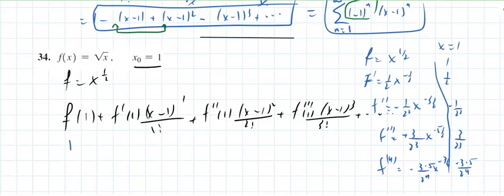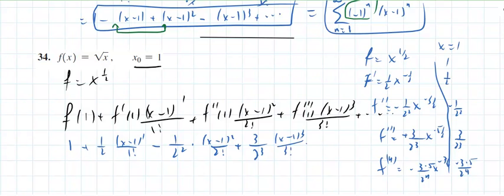So this is 1 plus 1/2 times (x minus 1) to the 1 over 1 factorial, minus 1 over 2 squared times (x minus 1) squared over 2 factorial, plus 3 over 2 to the 3rd times (x minus 1) cubed over 3 factorial, plus 3 times 5 times (x minus 1) to the 4th over 4 factorial times 2 to the 4th, and the list goes on.